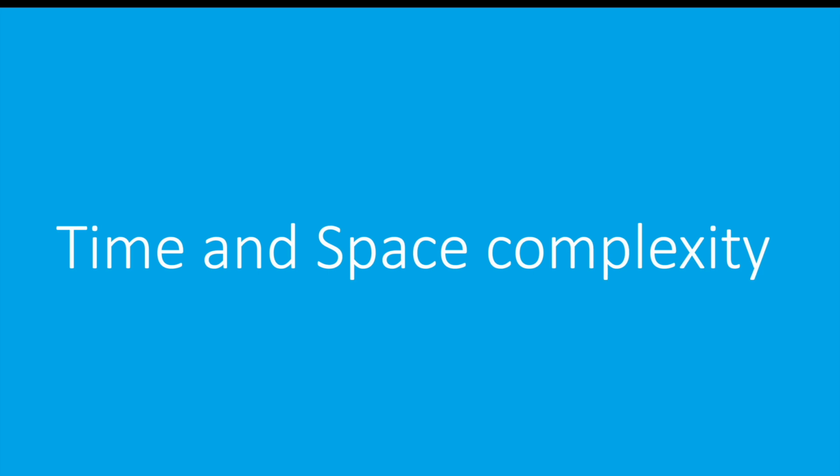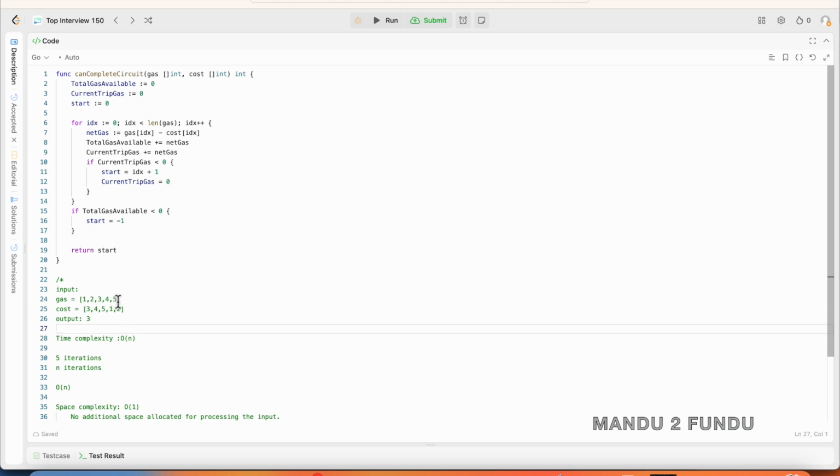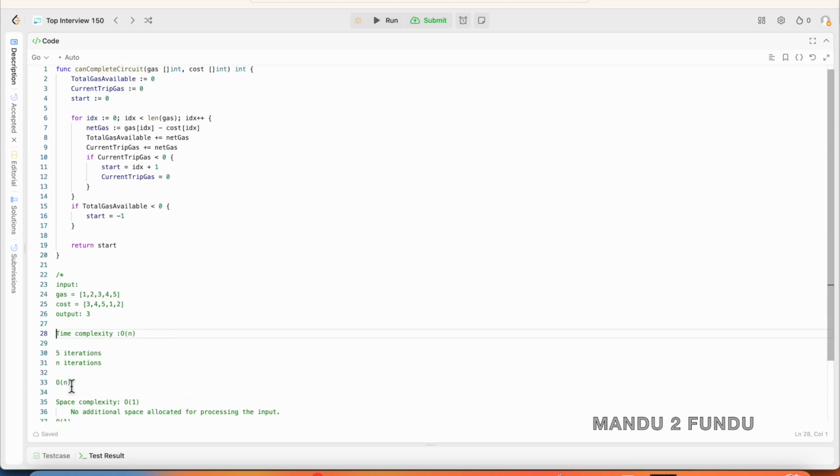Next, I'm going to do the time and space complexity analysis for this solution. Let's do the time complexity analysis for this input. Let's see how many iterations this for loop runs. For this input, it runs 5 times, which is equal to the length of the input array. So for n number of elements, this for loop runs n times. So the time complexity for this solution is order of n. With respect to the space complexity, we are not allocating any additional space with respect to the size of the input. Instead, we just use a few variables, so the space complexity is order of 1.